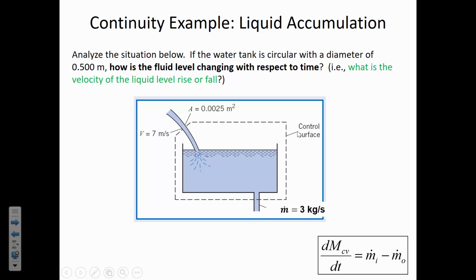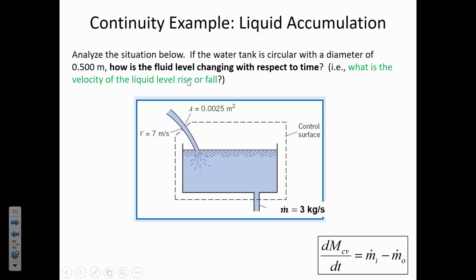This is a tank of water that has one stream coming in and one stream going out. In this case, we know the diameter of the tank. It's a circular tank that has a diameter of 0.5 meters. That defines the distance from one edge of the tank to the other, so we can use it to find the cross-sectional area of the tank.